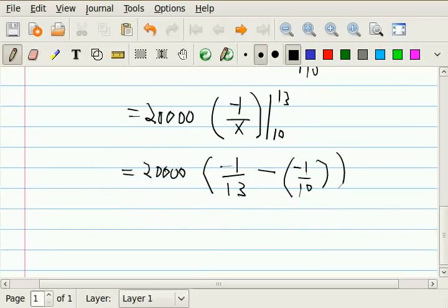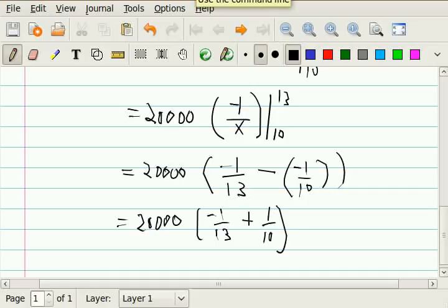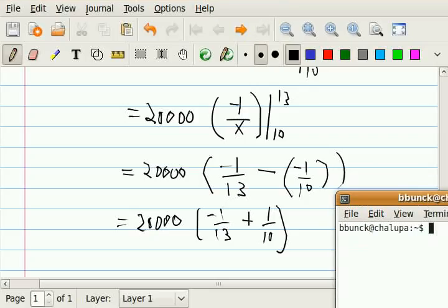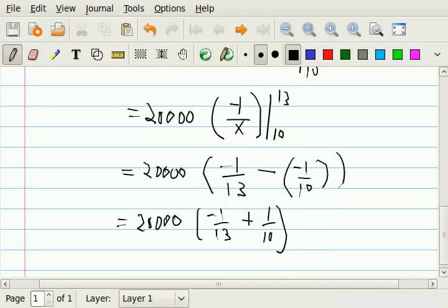You have to be careful with the minus signs, because here we're subtracting a negative. So this is just 20,000 times negative 1/13 plus 1/10. Instead of doing all this nasty work with fractions, since it's a word problem, we can just go to the calculator and get a decimal answer. Decimal answers are always okay in a word problem. Let's see what we get.